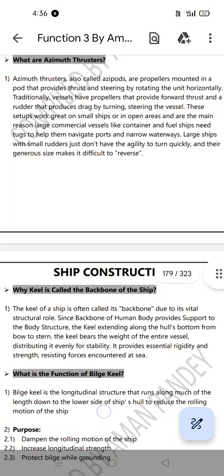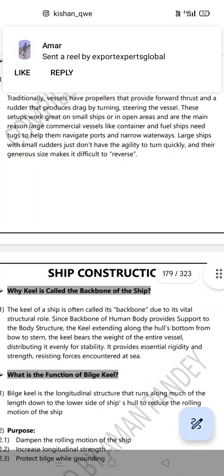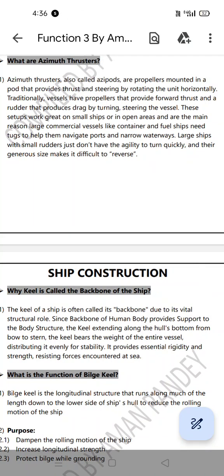What are azimuth thrusters? Also called azipods, they are propellers mounted in a pod that provides thrust and steering by rotating the unit horizontally. Traditionally, vessels have propellers that provide forward thrust and a rudder that produces drag by steering the vessel. These setups work great on small ships or in open seas, and are the main reason large commercial vessels like container and fuel ships need tugs to help.